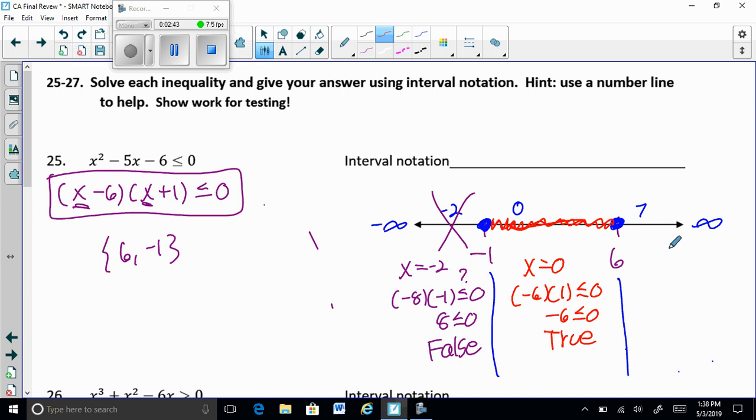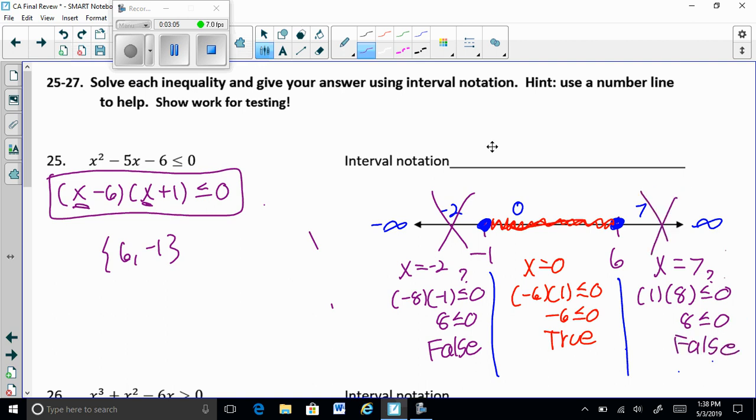And then the last one, we're going to try 7 and see what happens there. If 7 works, then that interval will work. If I plug in a 7, I get 1 times 8 less than or equal to 0. Is 8 less than or equal to 0? That's false, so we don't want to shade there. So my solution interval is from negative 1 to 6. And we do want to use brackets because we get to include those key points.